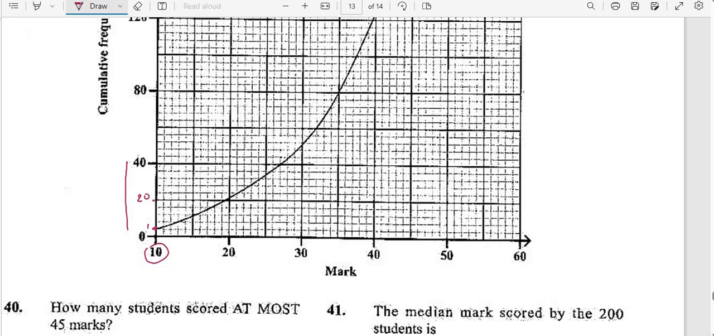All right, 20 here, and we have 1, 2, 3, 4, 5. So 20 divided by 5 is 4. So each of these is actually 4. So the 4 students here would have scored 10 marks. This is 8, 12, 16, 20 students. Okay, so 4 students scored 10 marks.